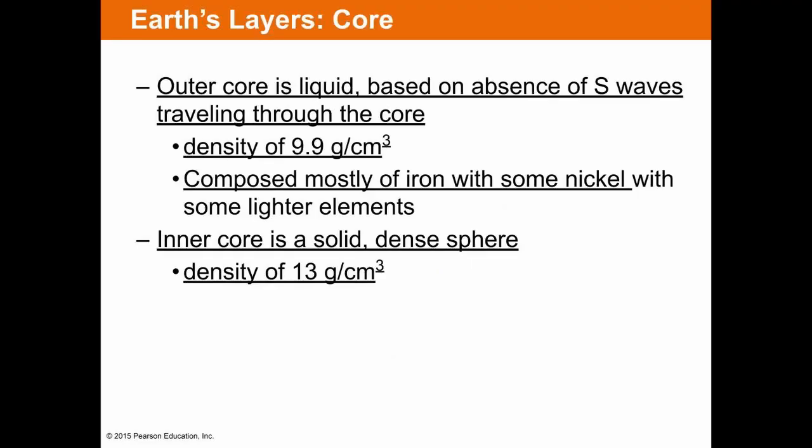The outer core we assume is liquid, based on the absence of S waves traveling through the core. Those S waves, those shear waves, cannot travel through liquid, so since they don't travel through where the outer core would sit, we assume the outer core is liquid, with a density of around 9.9 grams per cubic centimeter, and it's mostly composed of, we think, iron and nickel and some lighter elements. Then the inner core itself is a very solid, dense sphere with a density of 13 grams per cubic centimeter.